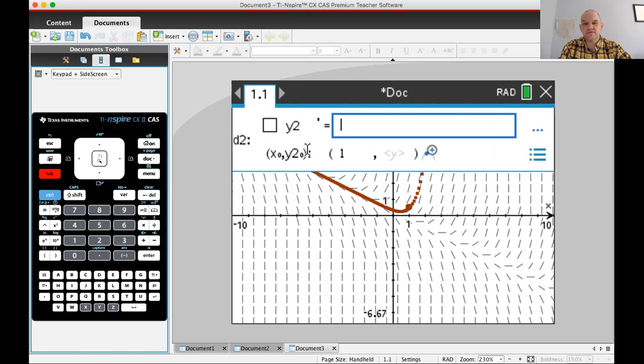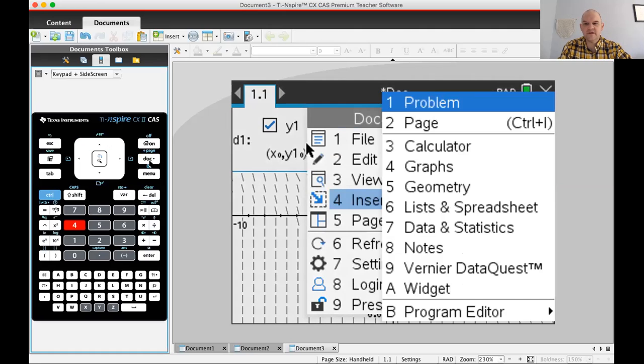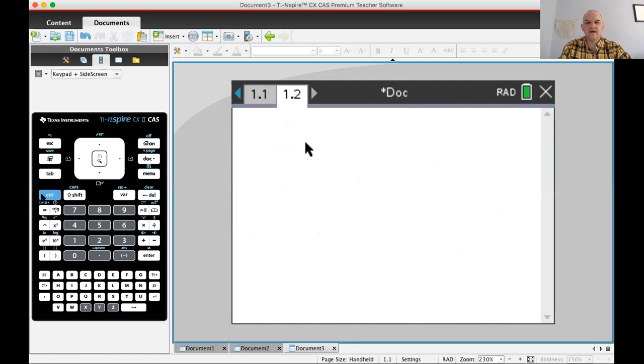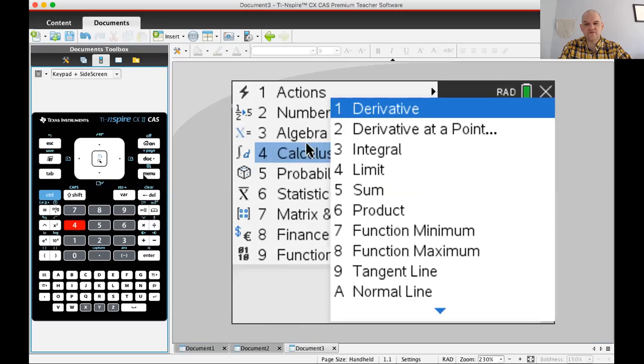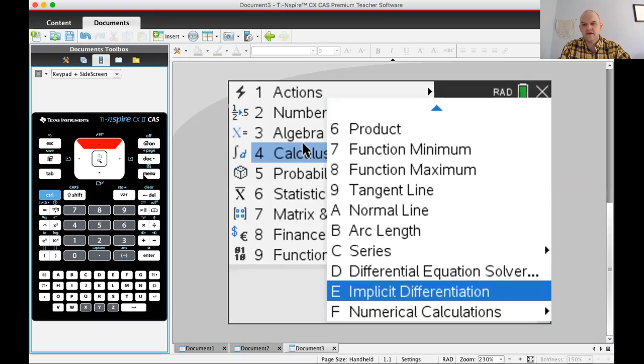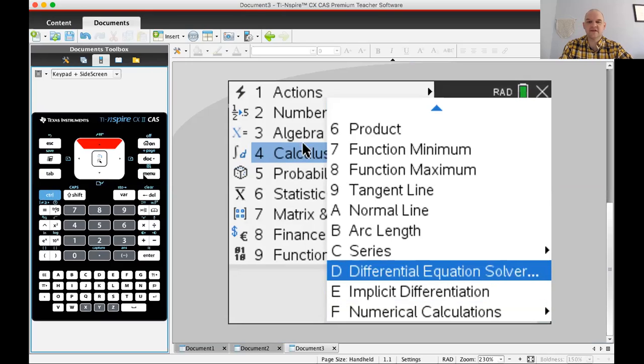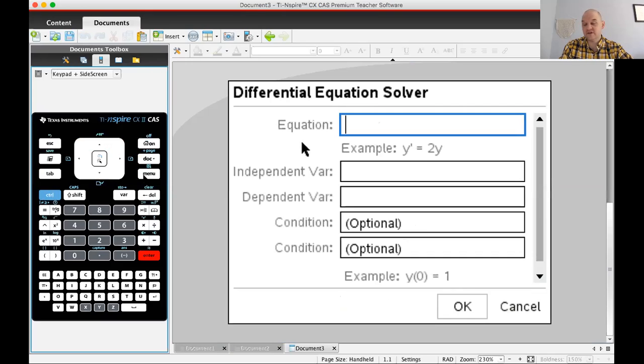So y prime is x plus 2y minus 1. I'm going to add a calculator page. And I'm going to press menu and option 4 for calculus. I'm going to press up, up, up to get to part D for differential equation solver. So I have a CX2, which makes this pop up. If you have a CX1, you'll see at the end what you need to type in.